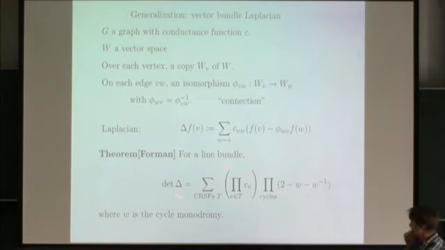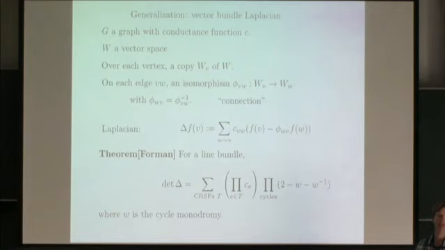Okay, so what's the statement? The statement is that the determinant is a sum over cycle-rooted spanning forests, like on the following slide. Each subgraph has a weight, which is the product of the conductances that it uses. But then it gets an extra weight, which depends only on the cycles in that graph. Each cycle has an associated monodromy. When you have a cycle in a graph which has a connection, you can start at some vector space, follow the parallel transport around the cycle, and when you get back to the place you started, you have a map from the vector space to itself.